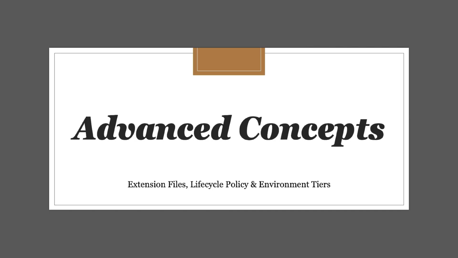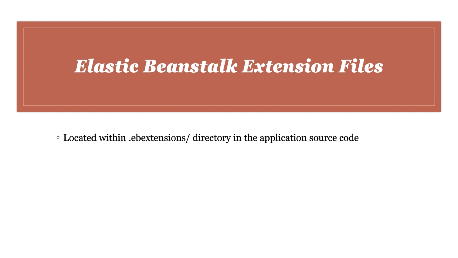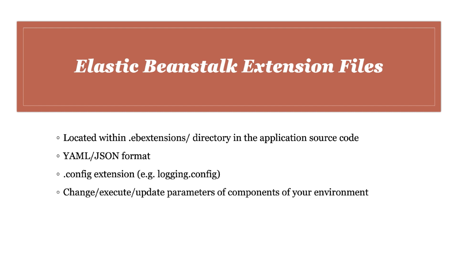In this lecture, or the video, we'll discuss the advanced concepts, including extension files, lifecycle policy, and environment tiers. Starting with the extension files, these extension files are located within the .ebextensions directory in the application source code. These are in YAML or JSON format, with a .config extension, for example, logging.config. And you can use these extension files to change, execute, or update parameters of components of your environment.